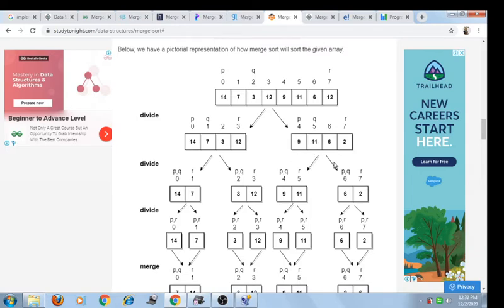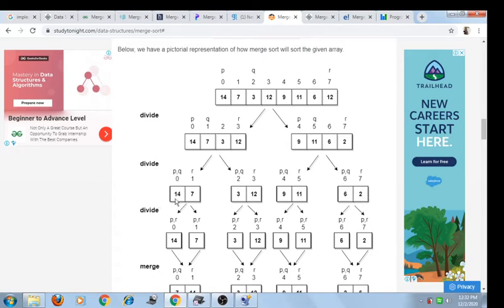Now divide the second sublist like that. So find the mid of this list. How can we find the mid? Lower bound plus upper bound: 7 plus 4. What is the addition? 7 plus 4 is 11. 11 divided by 2 means approximately 5. So elements 4 to 5, that means 9 and 11, are in one sublist, and 6 and 2 are in the other sublist.